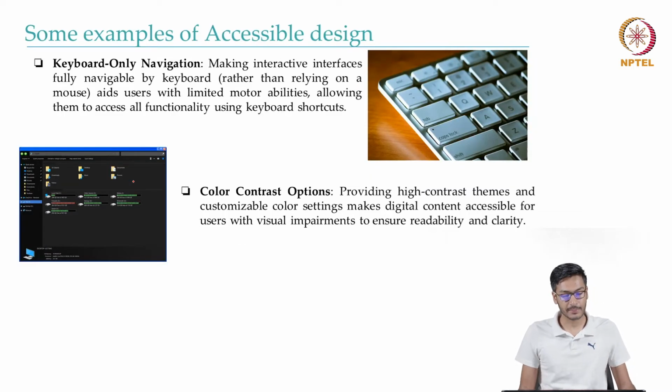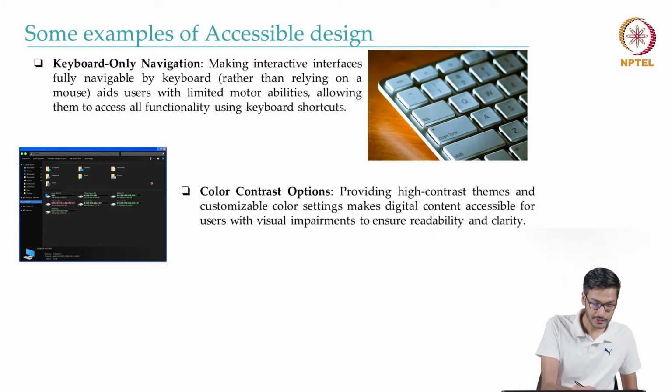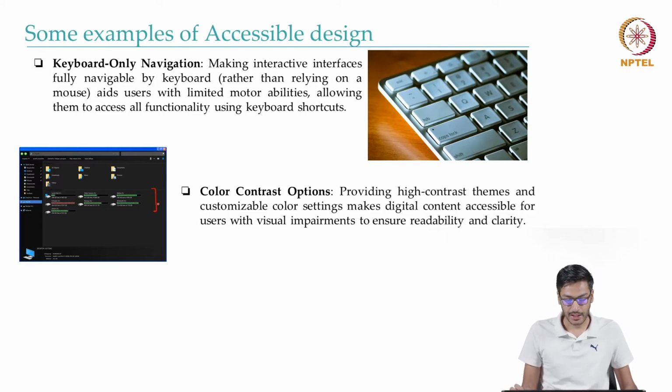As we move on to some more examples, some interfaces offer keyboard only navigation, which are fully navigable by a keyboard rather than relying on a mouse, which aids users with limited motor abilities, allowing them to access all the functionality using just the keyboard shortcuts. Some softwares also offer color contrast options. As you can see in the picture here, all the images are high contrast themes and the customizable color settings make the digital content accessible for users with visual impairments to ensure readability and clarity.